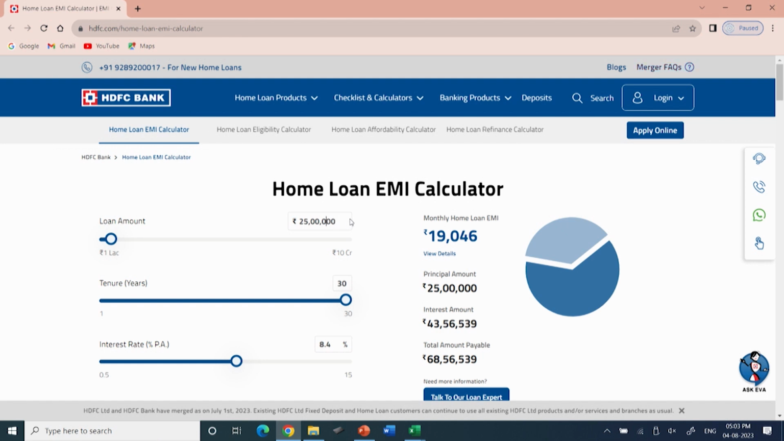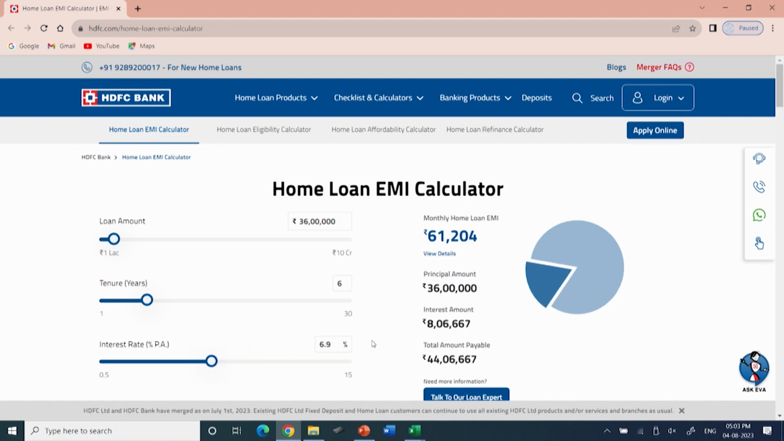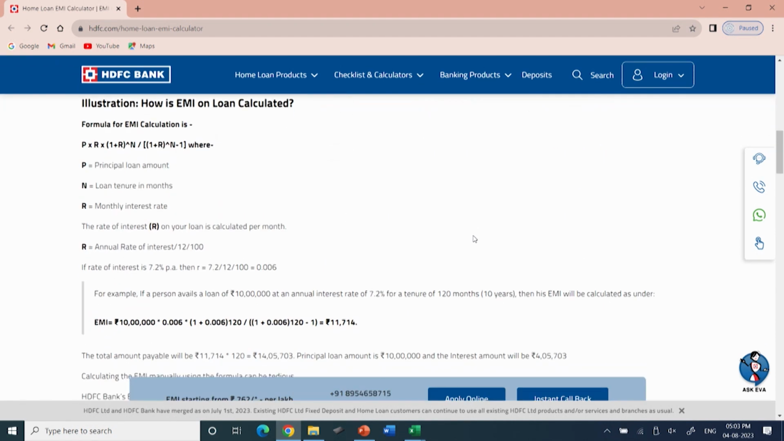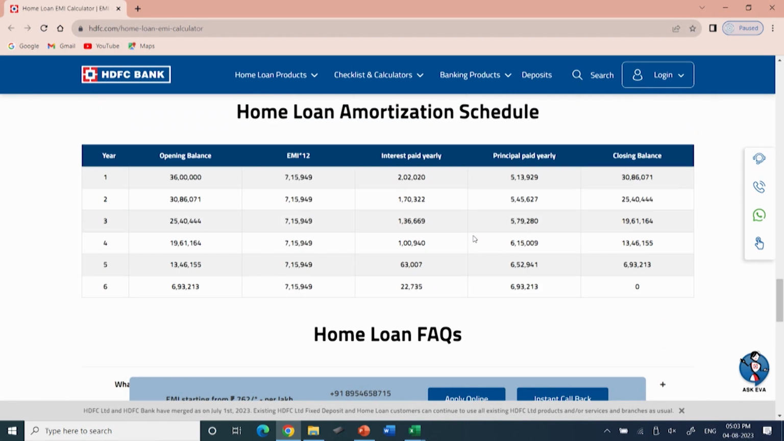You can explore that. So, if I am taking in a loan of say 36 lakh rupees, which I am putting in here, and the tenure of the loan is around 6 years, and the interest rate that is charged is, again I am assuming that to be 6%. So, it has calculated that the EMI that I would be paying is around 59,662 rupees per month. And if I go with the cash flows, this is how the cash flows would look like.